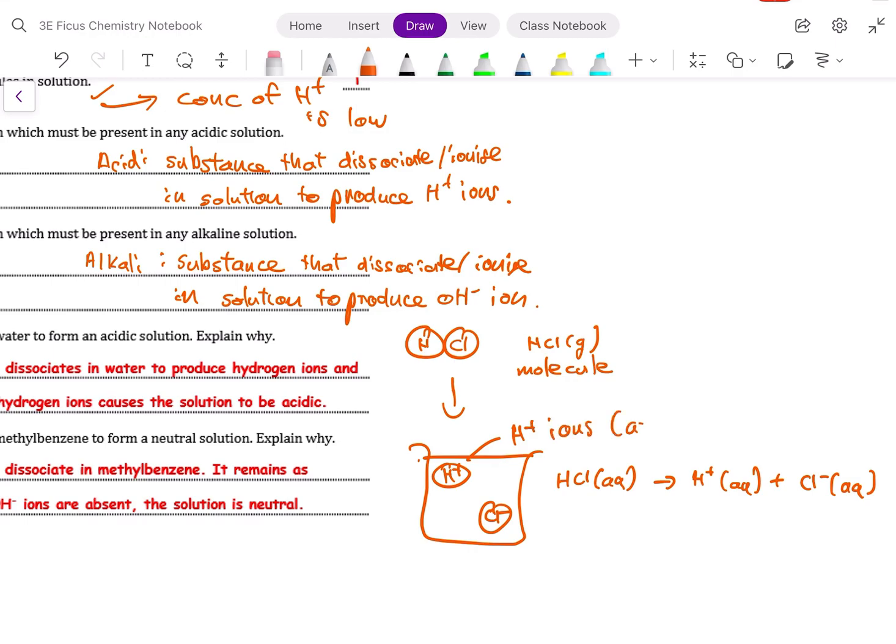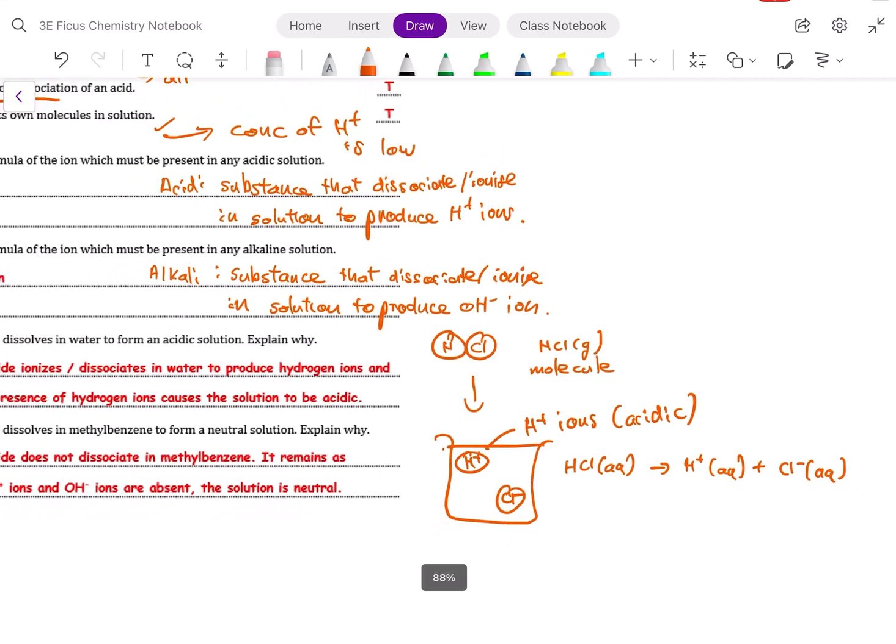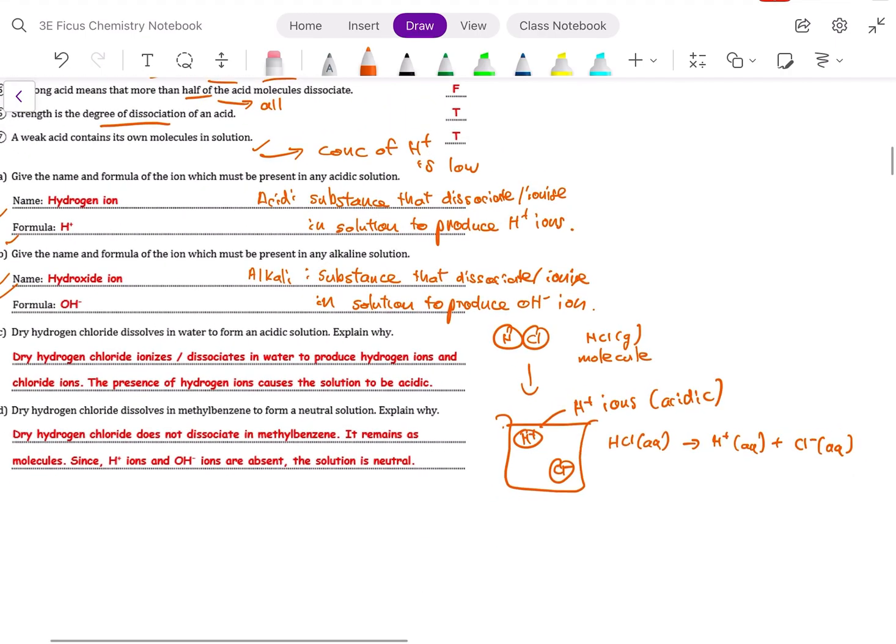That's where it has its acidic properties. So dry hydrogen chloride will ionize or dissociate in water to produce H plus ions. The presence of the H plus ions gives the solution its acidic properties. Then what happens when you put it in methyl benzene? This dissociation will not happen, because it does not dissociate, it remains as a molecule, with H plus and OH minus absent. The solution is actually neutral.